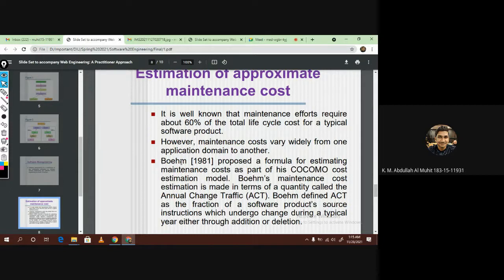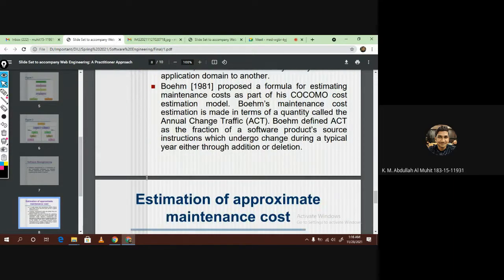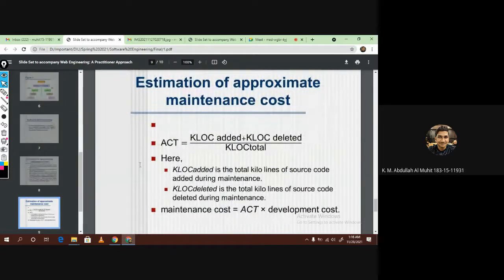A very well-known scientist, Boehm, in 1981 proposed a formula for estimating maintenance cost as part of his COCOMO estimation model, which we are going to learn in the later part of this video. Boehm's maintenance cost estimation is made in terms of a quantity called the annual change traffic (ACT). Boehm defined ACT as the fraction of a software product's source instructions which undergo change during a typical year, either through addition or deletion. To find the approximate maintenance cost, we need to know some formulas.